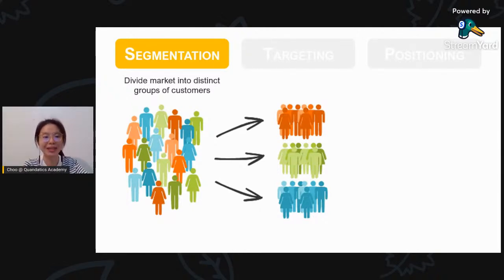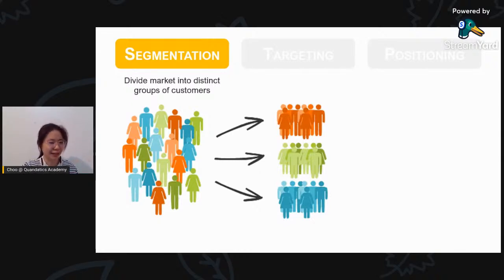Okay, that is a common reference for the segmentation of customers. So what that means is that customer segmentation is to group our customers or our potential buyers into different segments. And the customers in the same segment should have similar characteristics.